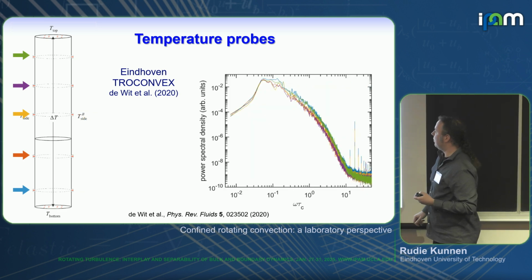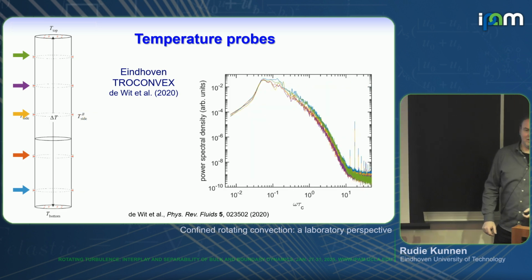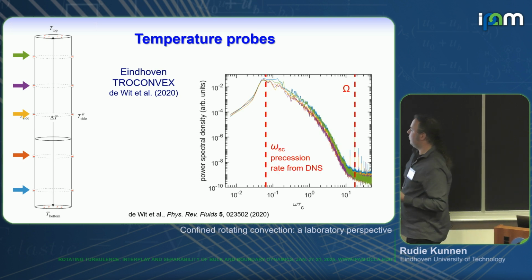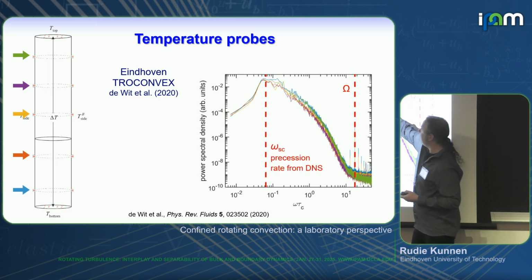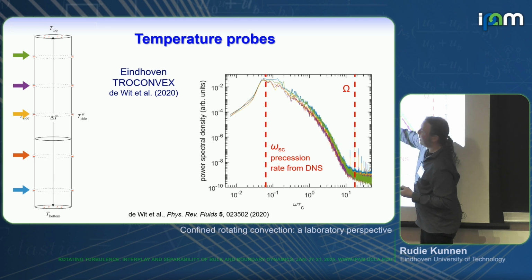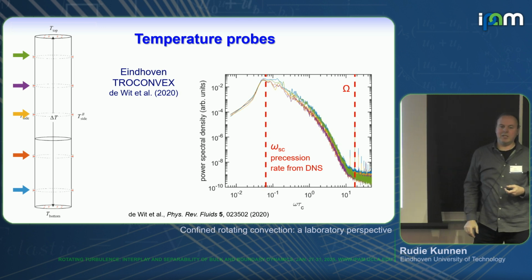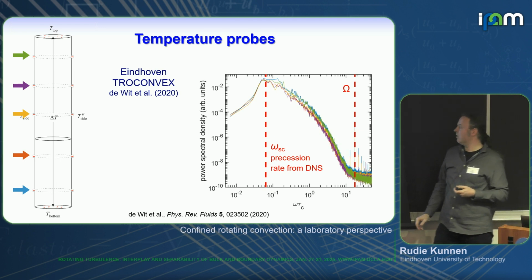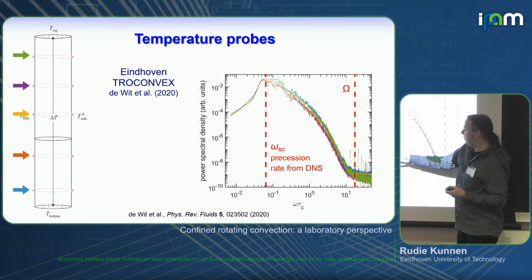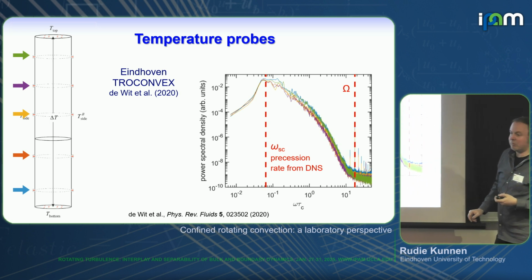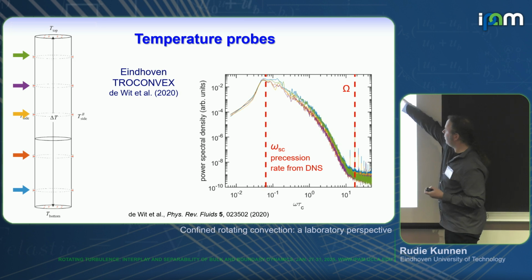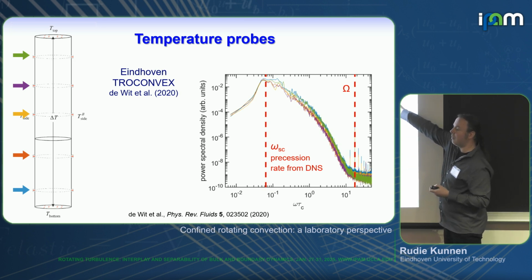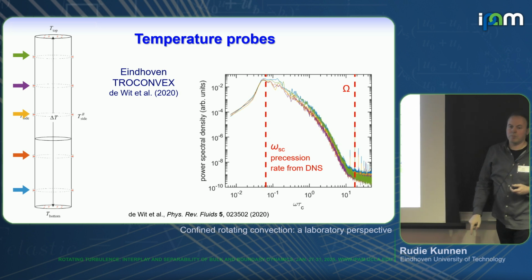And of course, we could also have a look at the spectra of this signal to get to the precession rate. And this is what we got from our DNS. It is in very nice agreement with the peak of this power spectrum from the temperature probes. And it's certainly not related to the rotation frequency, which is a much higher frequency overall.